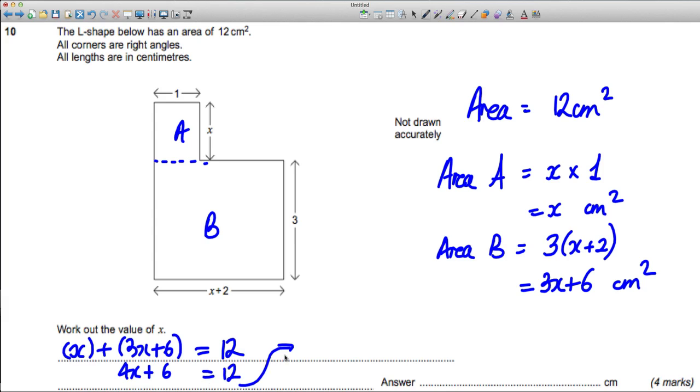Now you should work down the page. I'm working across because I've run out of space. You subtract 6 off both sides, so you would get 4x is therefore equal to 12 take away 6, which is 6. And x must be 6 divided by 4, which is 3 over 2, which is equal to 1.5 centimeters. And there is your answer. Again, unbelievably easy question for 4 marks. Make sure you're getting ones like this right and you're showing your working as I've done.